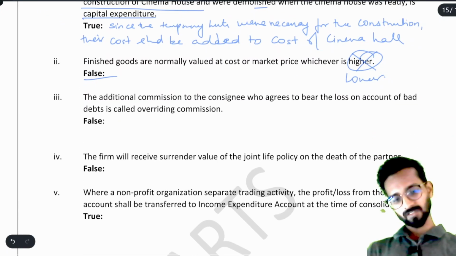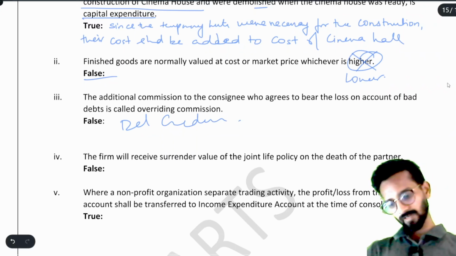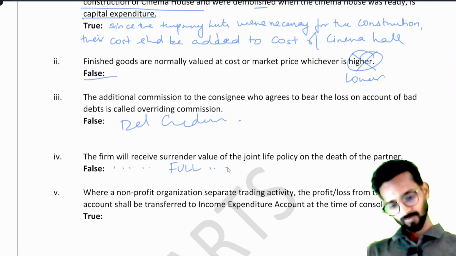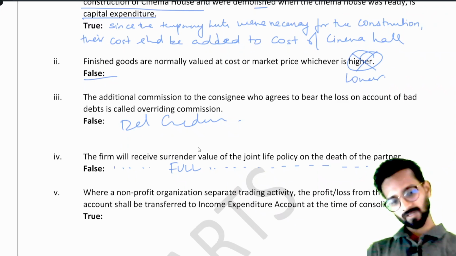The additional commission, how many times will it come? Del credere commission. The firm will receive surrender value of the joint life policy on the death of the partner. It is false because the firm will receive full value of the joint life policy on the death of the partner. Okay, it is not only the surrender value.